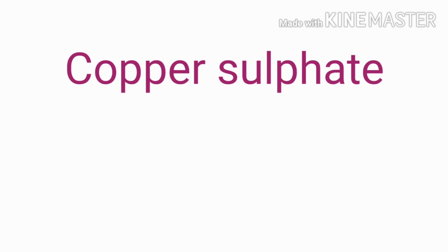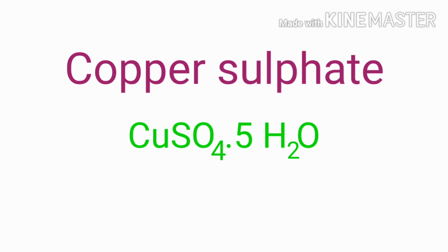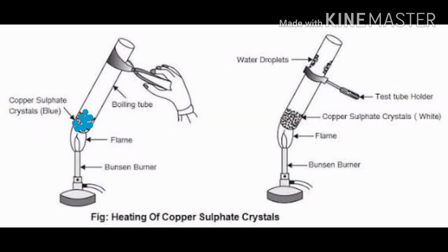For example, copper sulfate. It can be represented as CuSO4.5H2O. Here 5H2O represents the water of crystallization in copper sulfate. Copper sulfate is a blue colored crystal and when heated strongly it becomes white. It is because of the removal of water of crystallization from copper sulfate. And if we again moisten the crystals with water, the blue color of the crystals reappears.